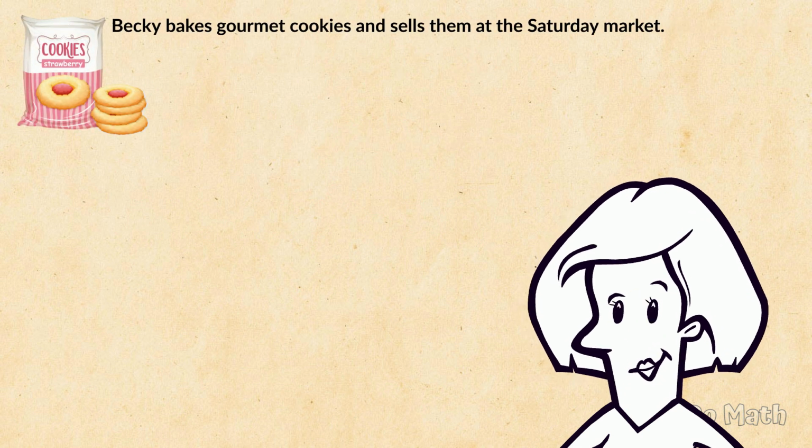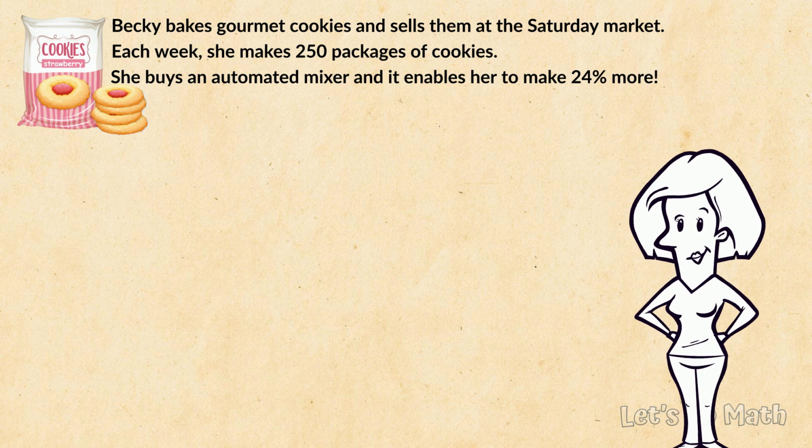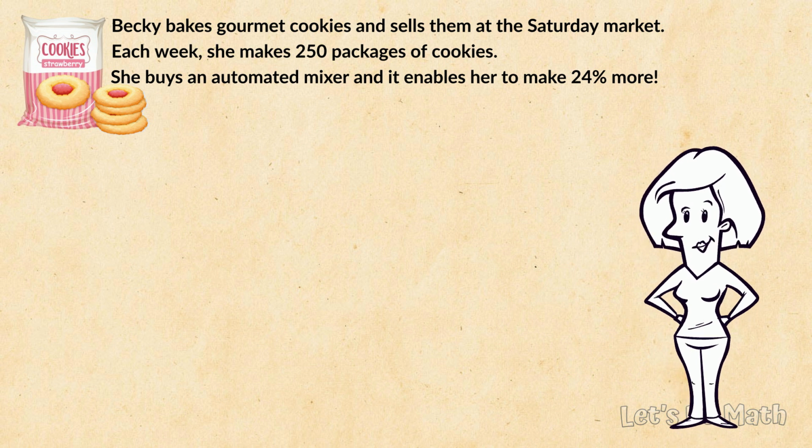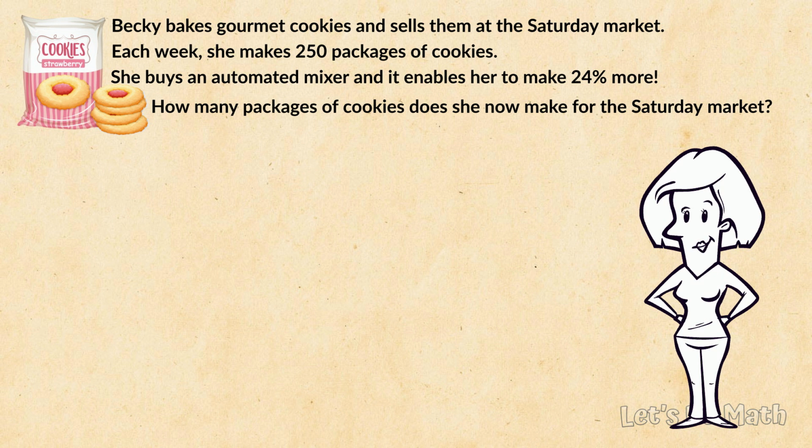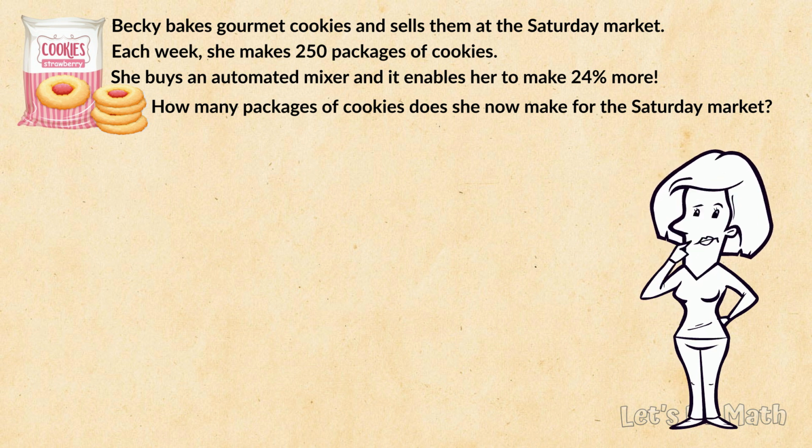Becky bakes gourmet cookies and sells them at the Saturday market. Each week she makes 250 packages of cookies. She buys an automated mixer and it enables her to make 24% more. How many packages of cookies does she now make for the Saturday market?